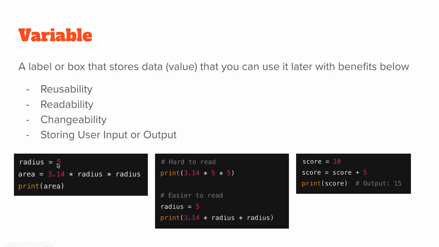radius is equal to 5, and you want to compute the area based on the radius. Then you can simply define it as 3.14, which is pi, times radius. And then you can print the area of the circle given the radius value, right? If you don't use a radius variable, then you need to print 3.14 times 5 times 5, right? If you want to use a different radius to compute the area of the circle, then you need to change everything here, right? But it's easier to read and easier to compute again with different radius values, right?